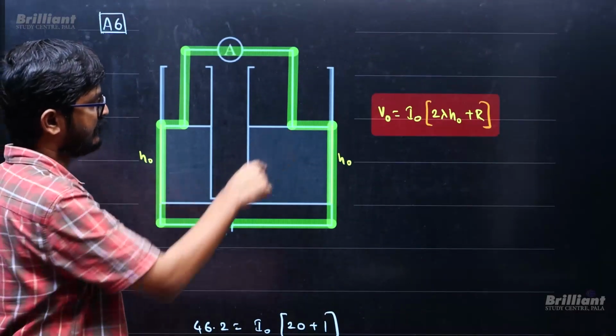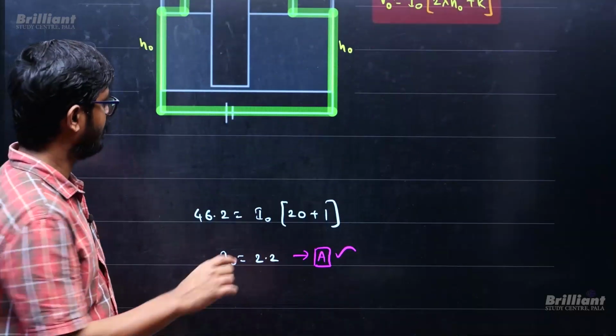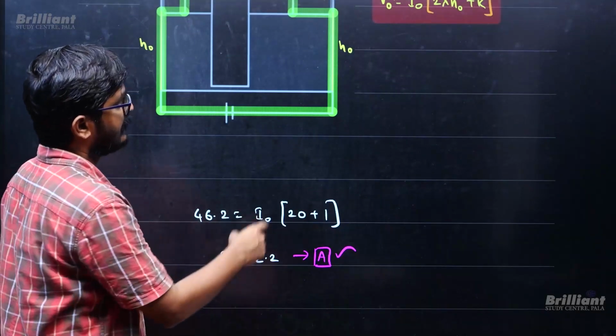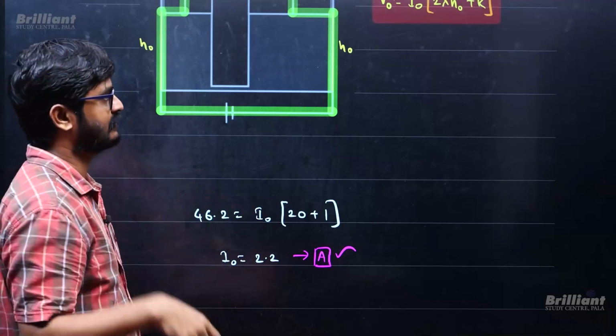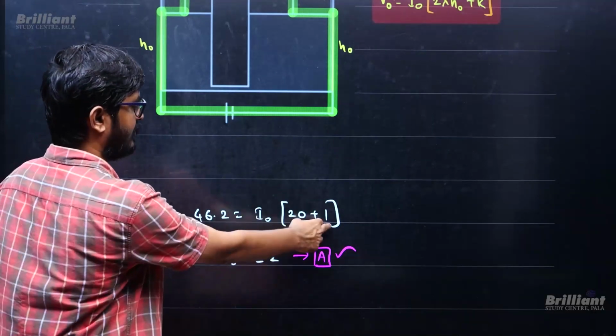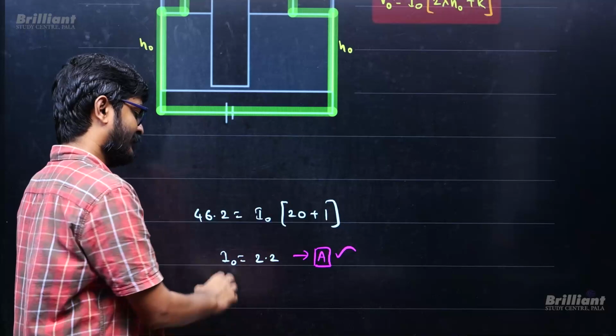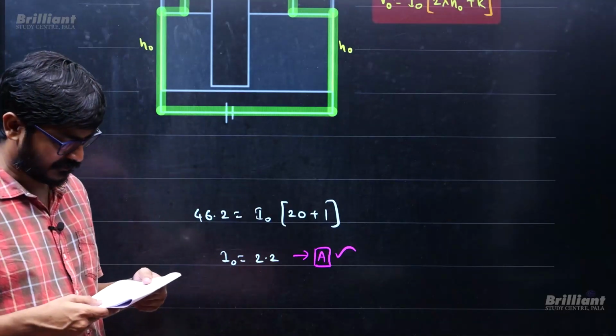So in this case, we need to find what is the current. So V naught value is given. I naught value we need to calculate. Lambda value just now we calculated by solving equations. So when you substitute, you will be getting current in the first case is 2.2 ampere. So option B will be correct.